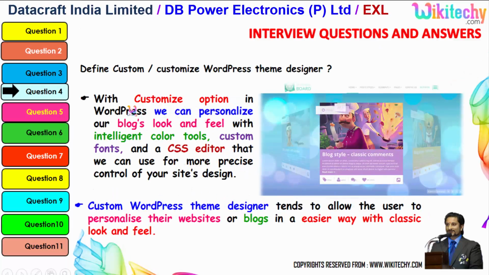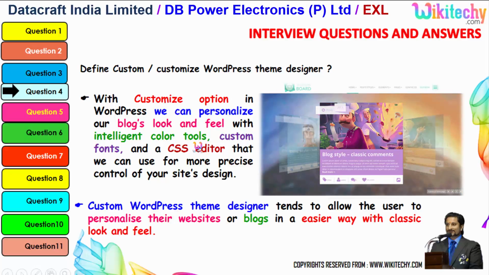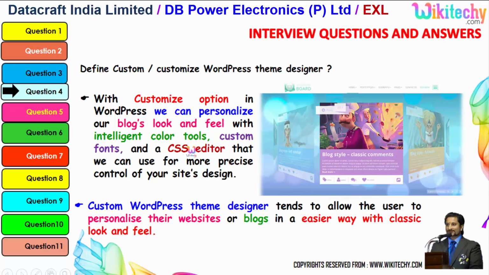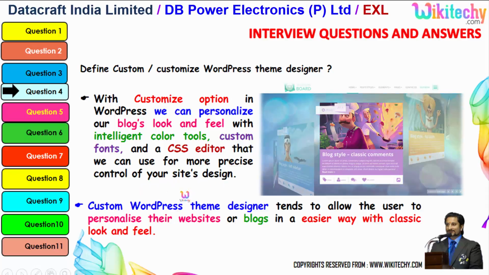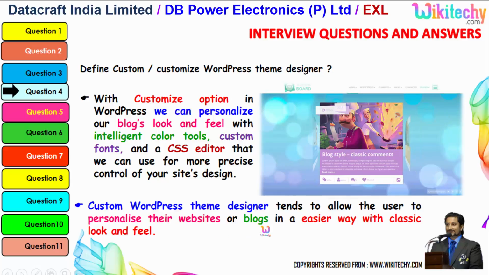So the answer is, with the customize option in WordPress, we can personalize our blog's look and feel with intelligent color tools, custom fonts and a CSS editor that we can use for more precise control of your site's design. A custom WordPress theme designer allows the user to personalize their websites or blogs in an easier way with a classic look and feel.